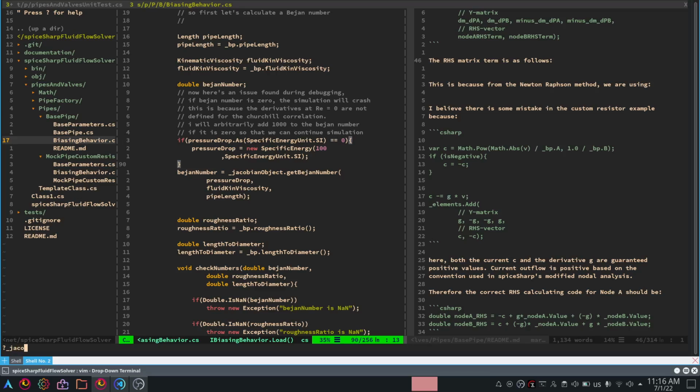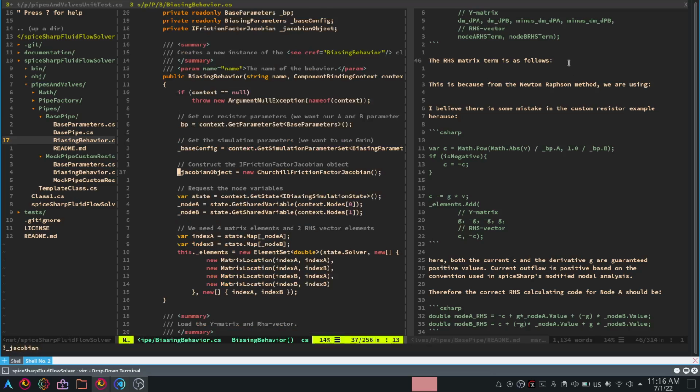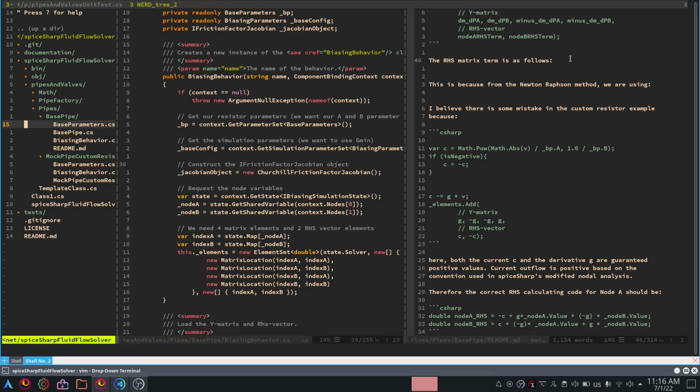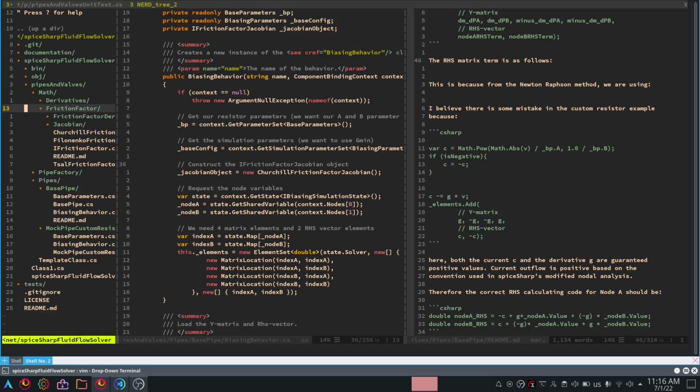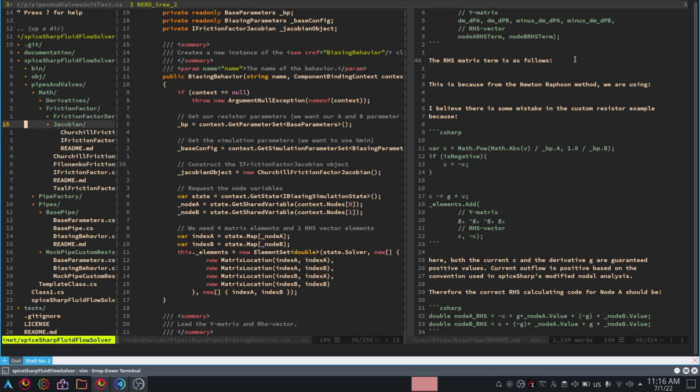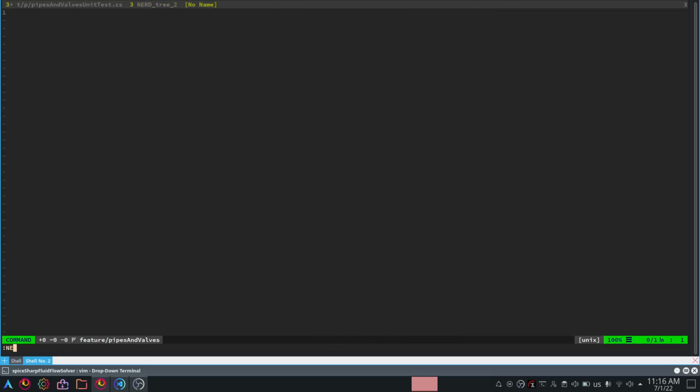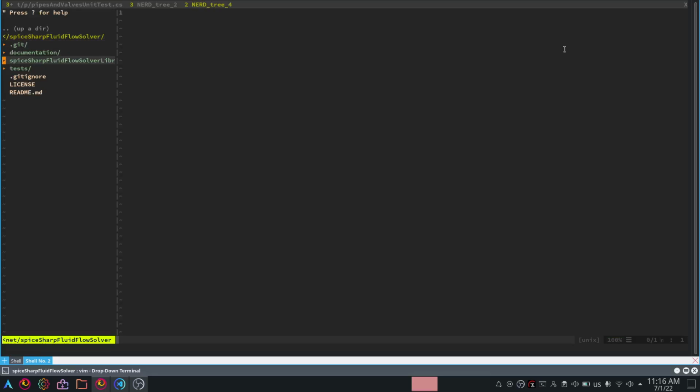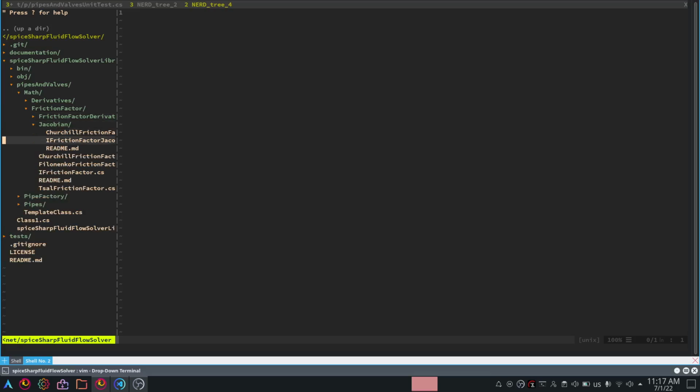Jacobian. So it does a backward search. Yes, Churchill friction factor Jacobian. So this is the object that I use. How does it work? Churchill friction factor Jacobian is, let me open a new tab. Okay, I'll just open it up. Pipes and valves, the math is here, friction factor is here, the Jacobian's here.